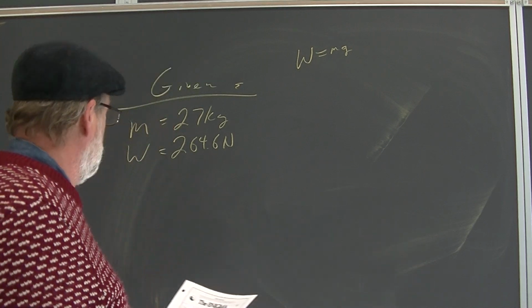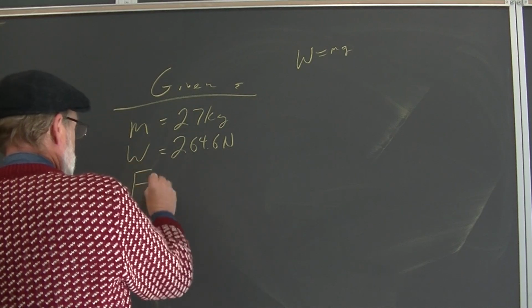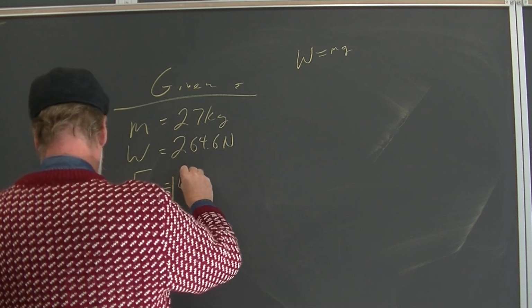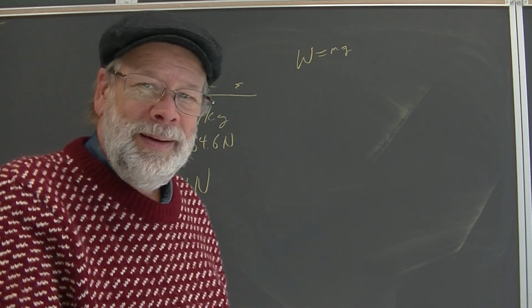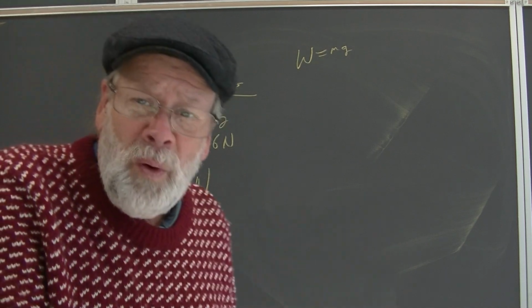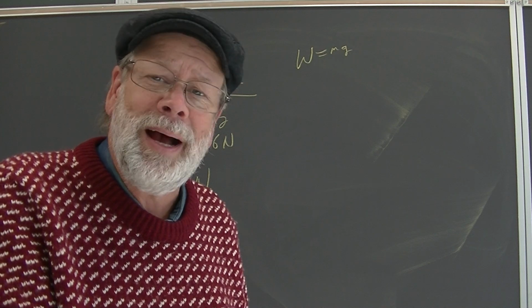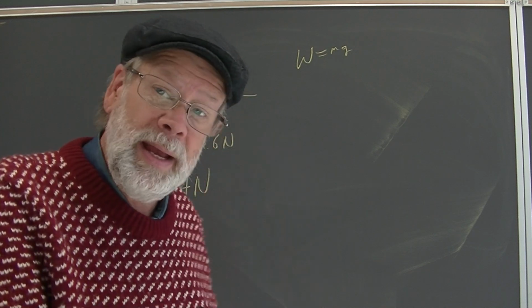Now, we'll round when we get to the end of it, but we won't round internal to the problem. Okay? And the force applied is 14 newtons. Well, I have the weight and I have the force applied. Notice I don't have the normal force and I don't have the force of friction. So how do I get those?